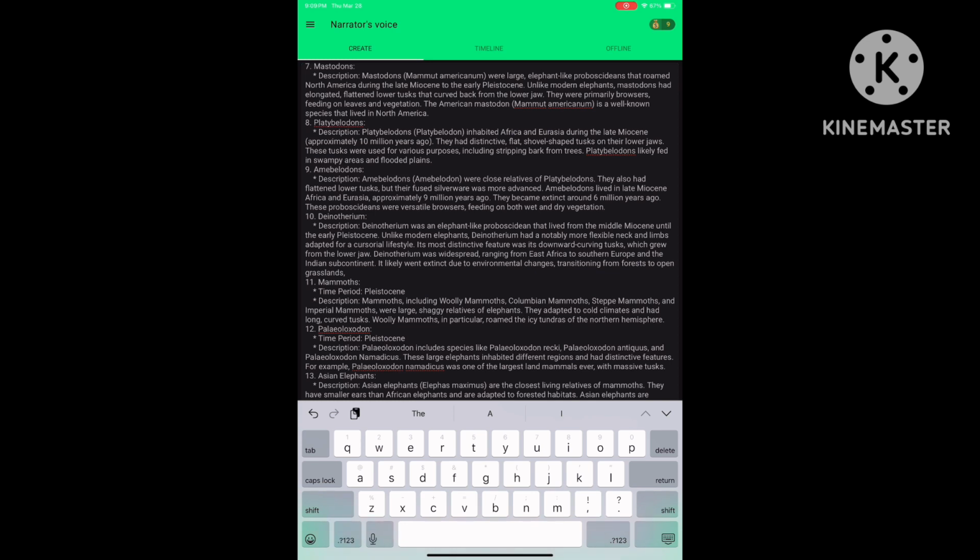11. Mammoths. Time period: Pleistocene. Description: Mammoths, including woolly mammoths, Columbian mammoths, steppe mammoths, and imperial mammoths, were large, shaggy relatives of elephants. They adapted to cold climates and had long, curved tusks. Woolly mammoths, in particular, roamed the icy tundras of the northern hemisphere.